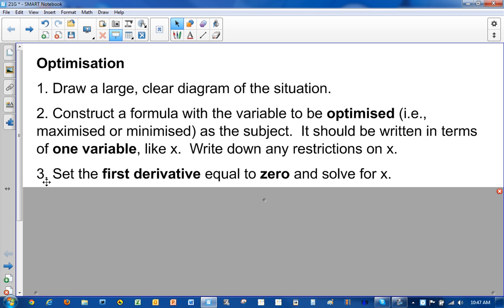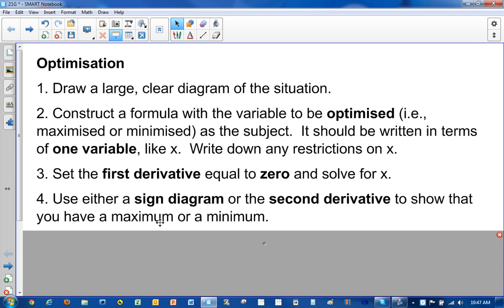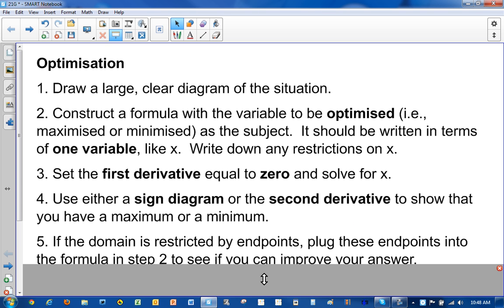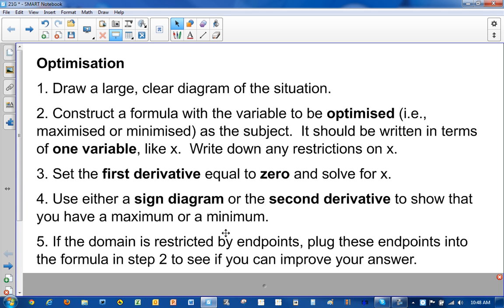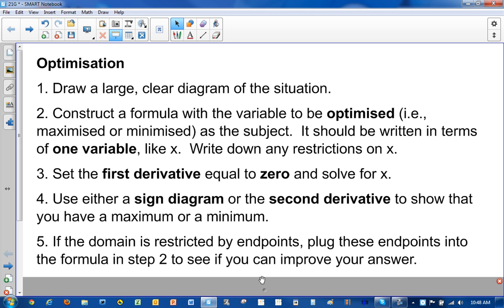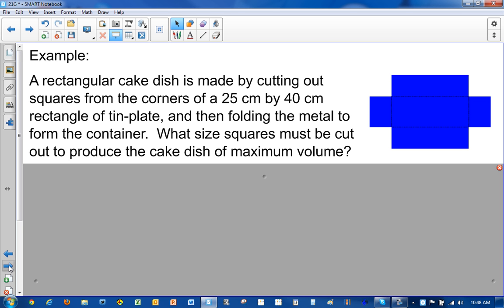All right, once we have our equation, we're going to set the first derivative of that equation equal to 0 and solve for x. And we're either going to use a sign diagram or the second derivative to show that we actually have a maximum or a minimum. And we are going to compare that maximum or minimum to the endpoints to make sure that the maximum or minimum wasn't actually at the endpoints instead of at the place where the first derivative was equal to 0. All right, so those are our steps, and we're going to follow those steps in doing an example, and here's our example.